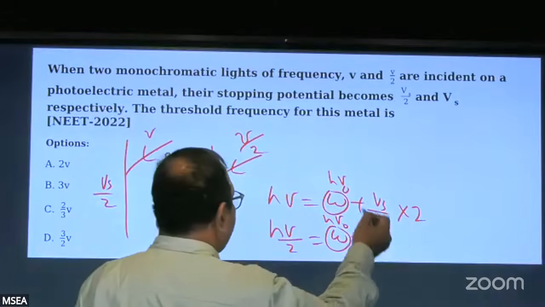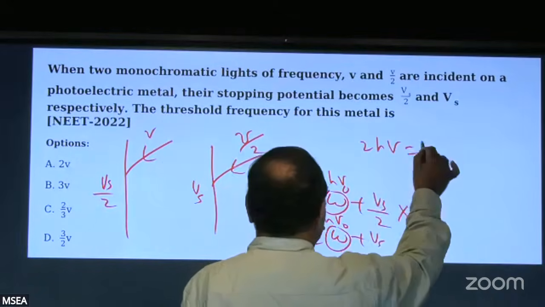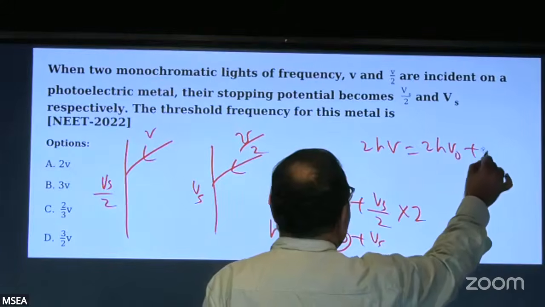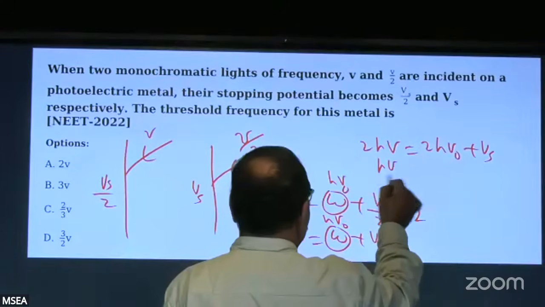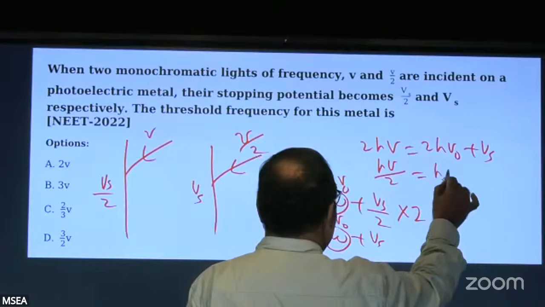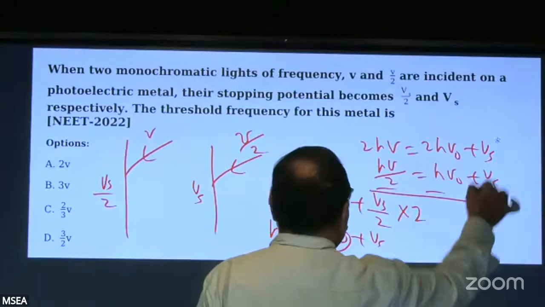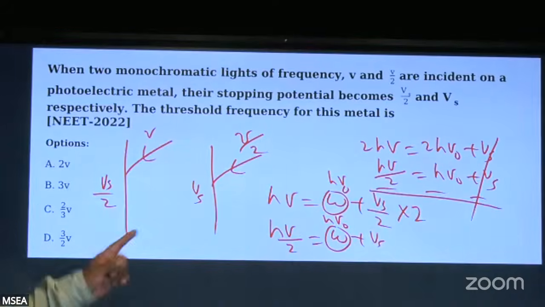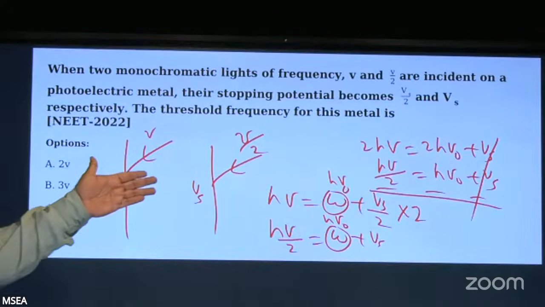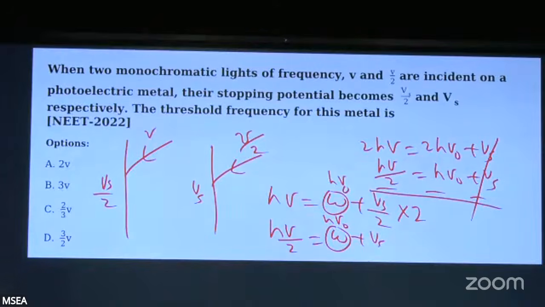If you multiply with 2, 2hν is equal to 2hν₀ plus Vs, and also hν by 2 should be equal to hν₀ plus Vs. And if you subtract this one, this anyhow gets cancelled, so we can get ν₀. I've understood this one. So like this we can calculate this way.